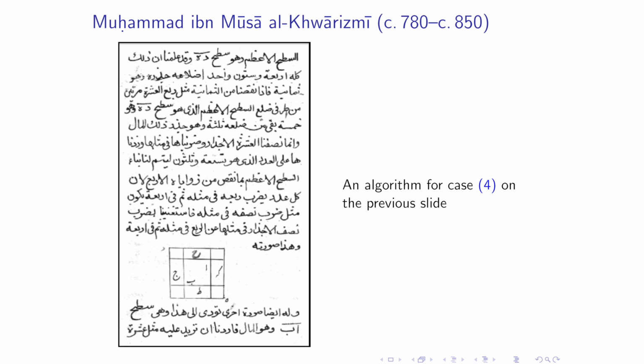When these texts are translated into Latin, Al-Khwarizmi's name is rendered as algoritmus, and each of the problems is set out with the words dixit algorithmi, so says Al-Khwarizmi, and so the word algorithm comes from here for this sort of fixed procedure for solving a problem.